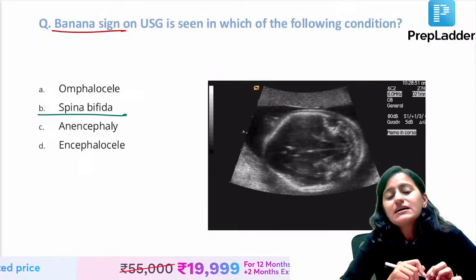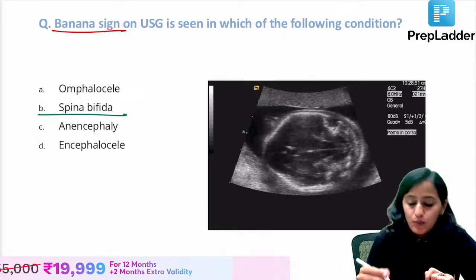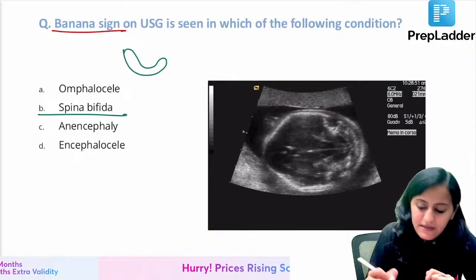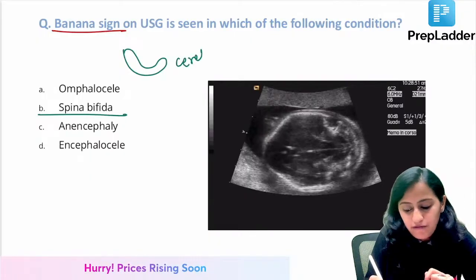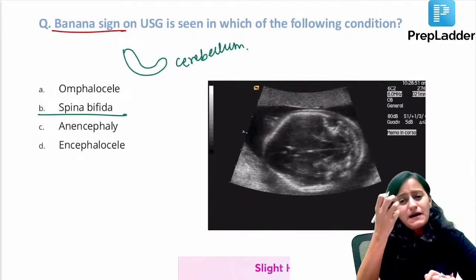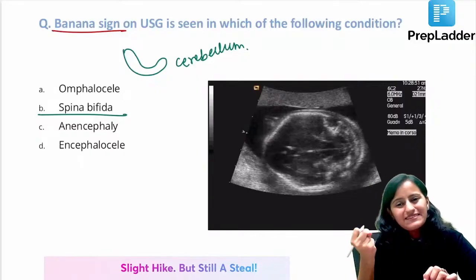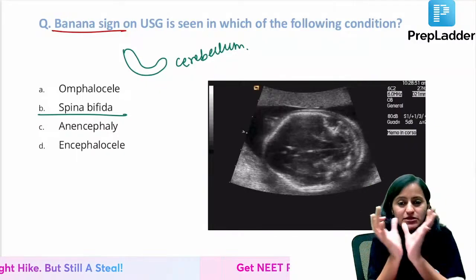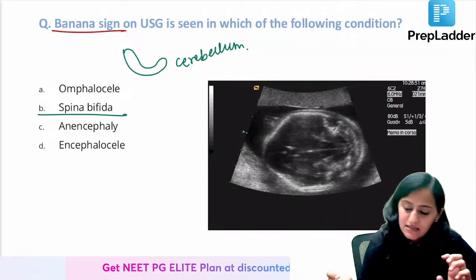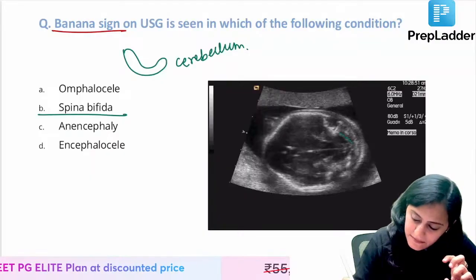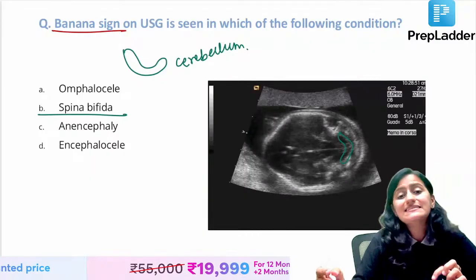Spina bifida has the banana sign, right? What is the banana sign? Like a banana, you see the curving of the cerebellum. With spina bifida, the pull on the brain structure is also happening, so the cerebellum becomes curved. The curved cerebellum is what is called the banana sign.